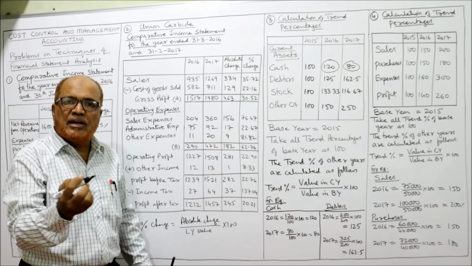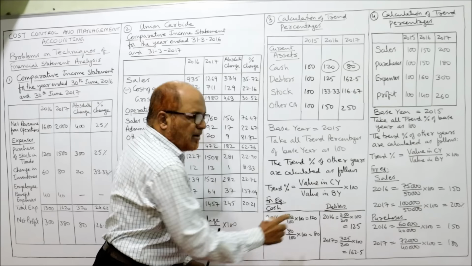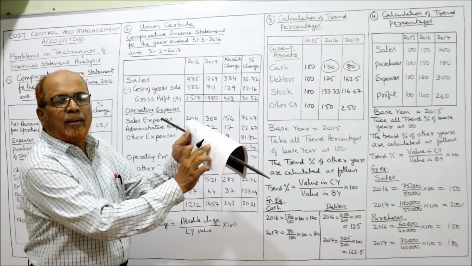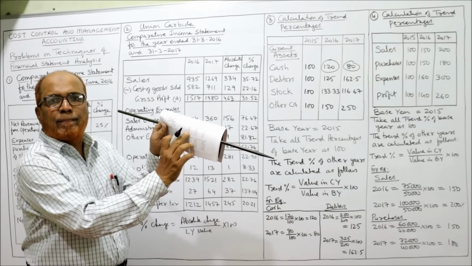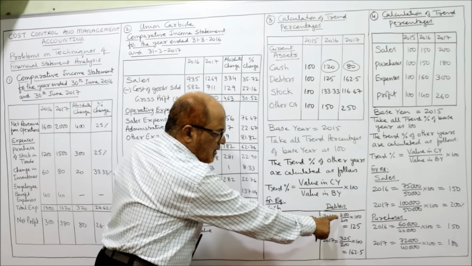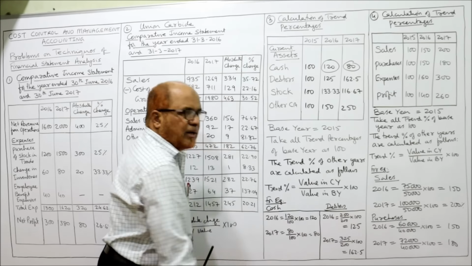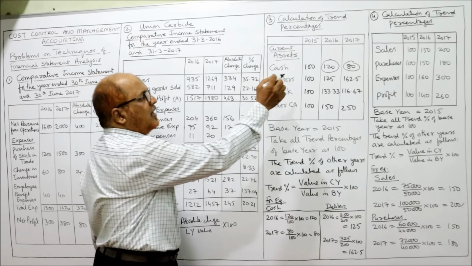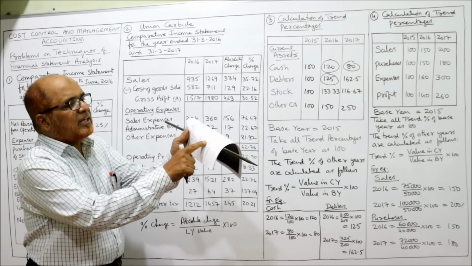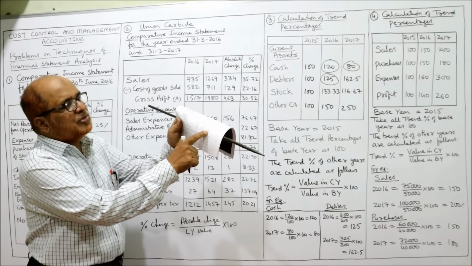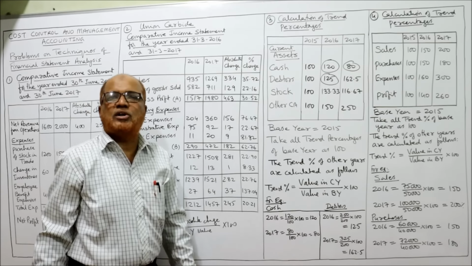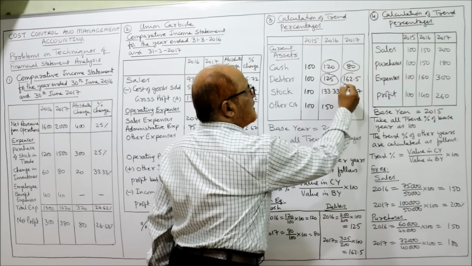That's it. Similarly, we calculate for debtors. Again, example I have given here. Debtors for 2016 is 250, base year is 200. So 250 by 200 into 100, 125. So 125 is the trend percentage here. Similarly, 2017, the debtors are 325. So 325 by 200 into 100, 162.5. So 162.5 is the trend percentage.